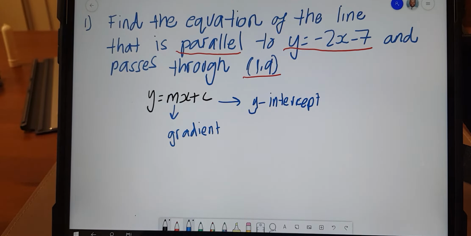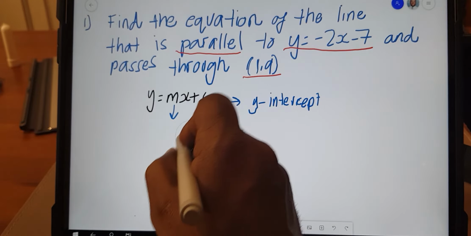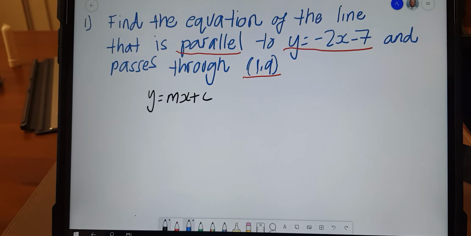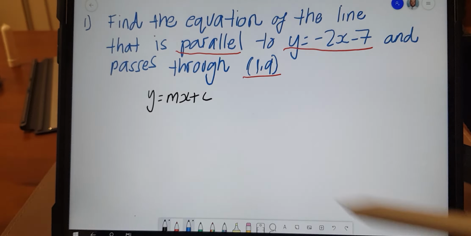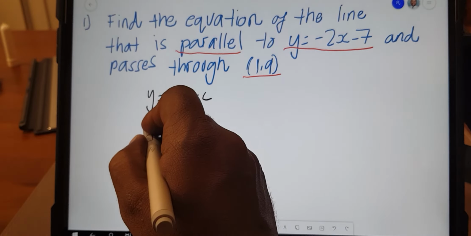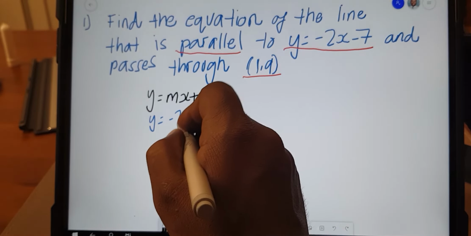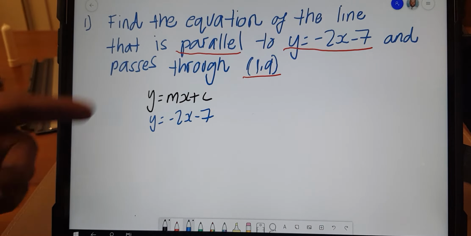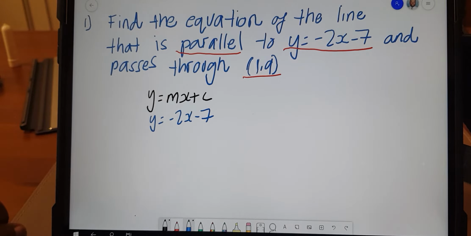I did give a brief explanation of the equation of a straight line in my previous video, but it doesn't hurt to go through this once more. The equation of a straight line is y = mx + c, where m is my gradient and c is my y-intercept. For beginners, what I normally encourage students to do for easy understanding is write the equation in the form y = mx + c. What we've got here is y = -2x - 7, and you can easily see that my m is equal to -2 and my c is equal to -7.